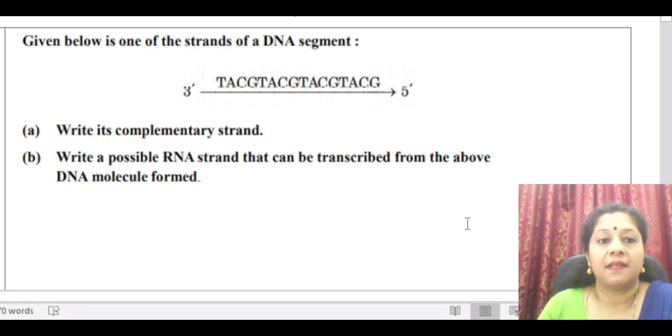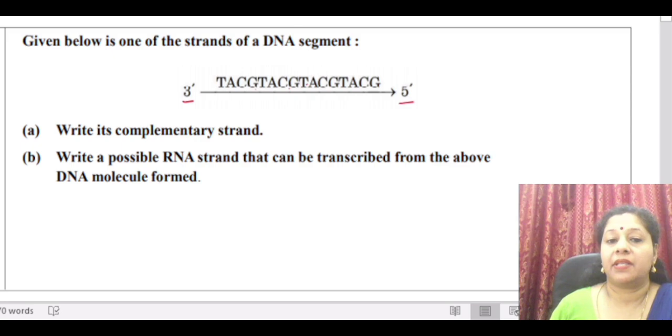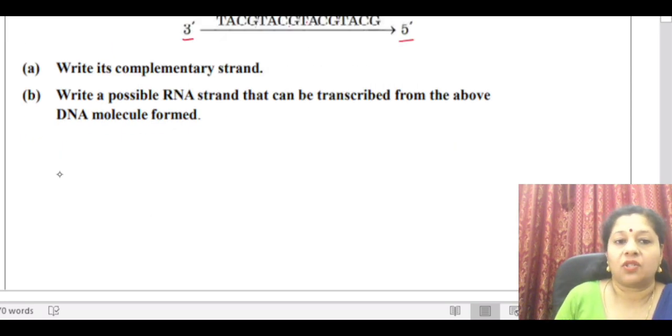Now we will see some previous year's questions from the chapter Molecular Basis of Inheritance. The first question is, given below is one of the strands of a DNA segment with the polarity 3' to 5', and the strand is TACG, TACG, TACG, TACG. Write its complementary strand. Whenever we are writing the complementary strand, we need to write it with the polarity. So what will be the polarity of the complementary strand?